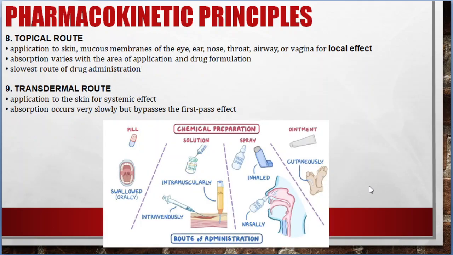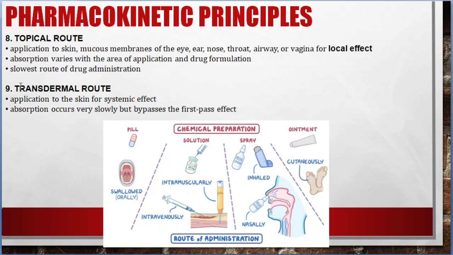Next, we have also your topical route. Your topical route is basically the application to skin, or mucous membranes of the eye, ear, nose, throat, airway, or vagina for certain local effect. Again, topical route is only for local effect. Absorption varies with the area of application and drug formulation. So, depending on the area of application, whether there are more blood vessels in that certain area or mas konting blood vessel. This is actually the slowest route of drug administration.